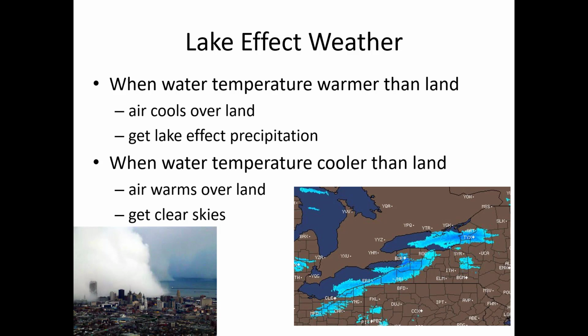Another part of lake effect is when water temperature is cooler than the land, such as during the summer, the air will warm over the land, and you end up getting clear skies. So a place like Buffalo, New York gets very snowy winters and relatively dry summers.